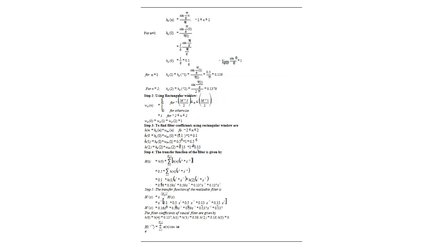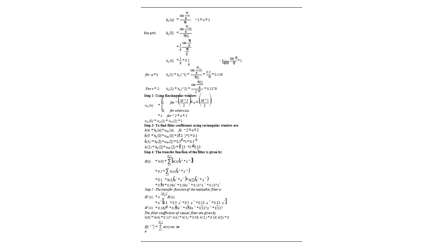So Hd of n is equal to sin of pi by 6 n divided by pi n, for minus 2 less than or equal to n less than or equal to 2. So for n equal to 0, Hd of 0 is equal to sin of pi by 6 into 0 by pi into 0. So we will get the answer as 0.16. Likewise we have to find out for n equal to 1 and then n equal to 2.